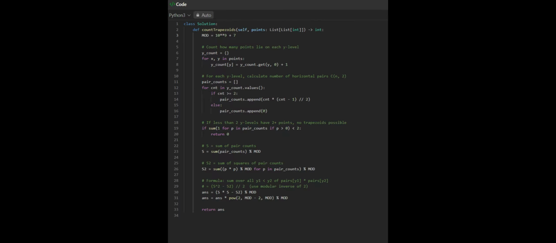Since division isn't straightforward under a modulo, we multiply by the modular inverse of 2, that's what pow(2, mod - 2, mod) does. Finally, we return the answer. So in summary, we grouped points by y-coordinate, figured out how many horizontal pairs each group creates, used a neat combinatorial formula to combine pairs across different levels, and returned the total number of horizontal trapezoids. This turns a potentially huge brute force problem into a clean, efficient O(n) solution.